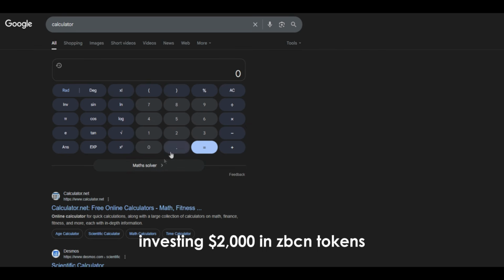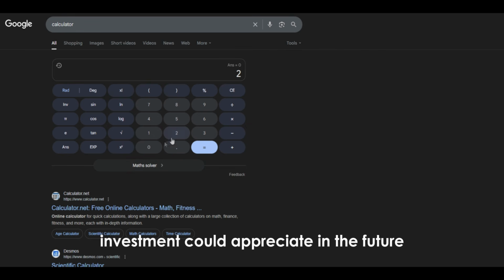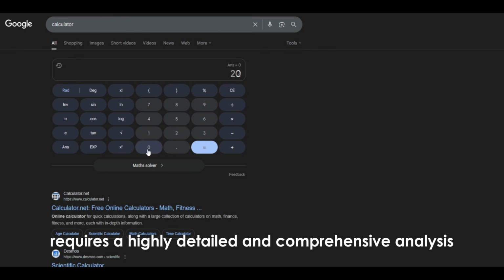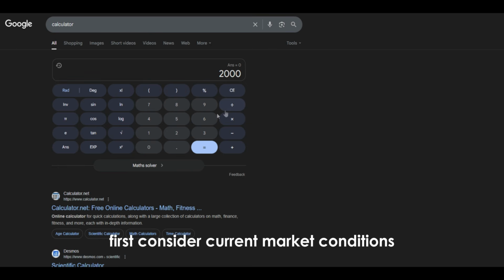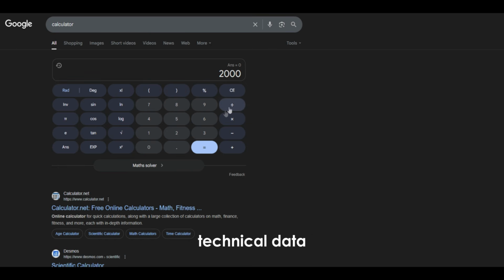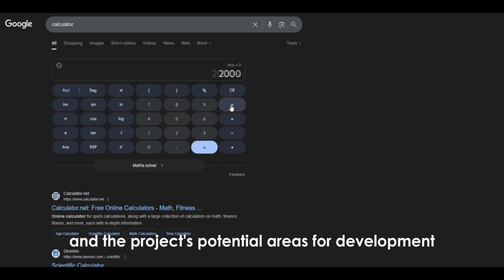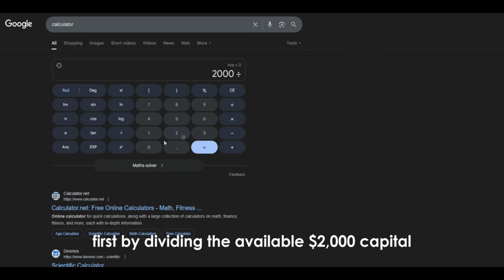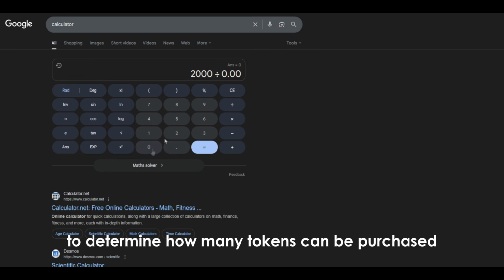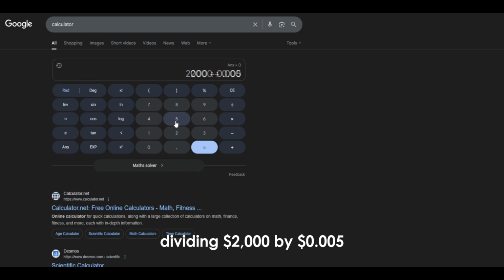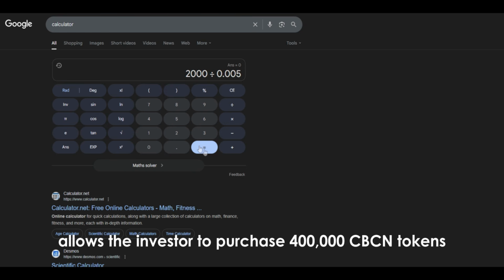Investing $2,000 in Zbcn tokens and calculating how much this investment could appreciate in the future requires a highly detailed and comprehensive analysis for sound investment decisions. To conduct this calculation thoroughly, it is necessary to first consider current market conditions, technical data, and the project's potential areas for development. First, by dividing the available $2,000 capital by Zbcn's current price of $0.005, it is possible to determine how many tokens can be purchased. Dividing $2,000 by $0.005 allows the investor to purchase 400,000 Zbcn tokens.